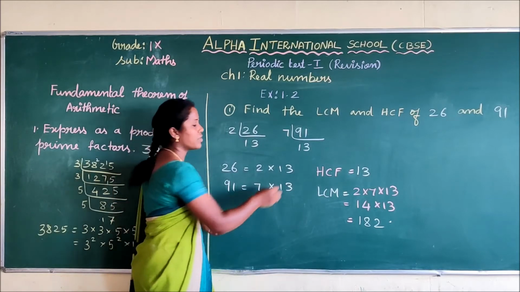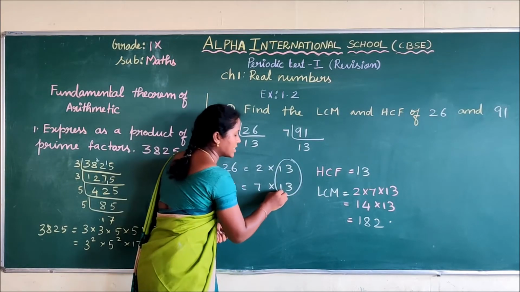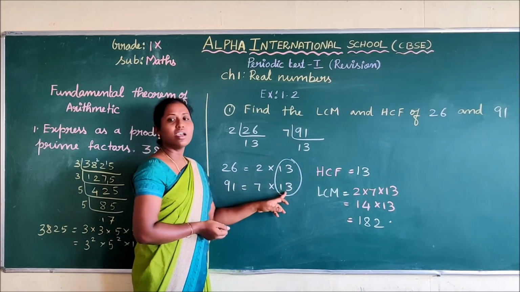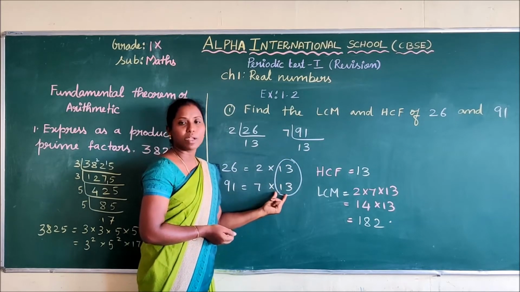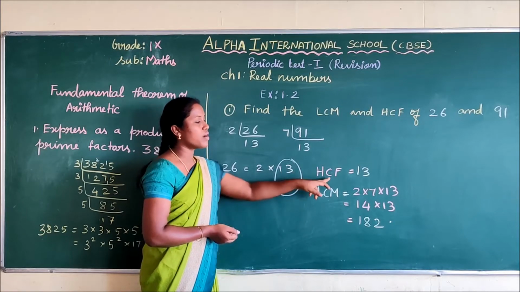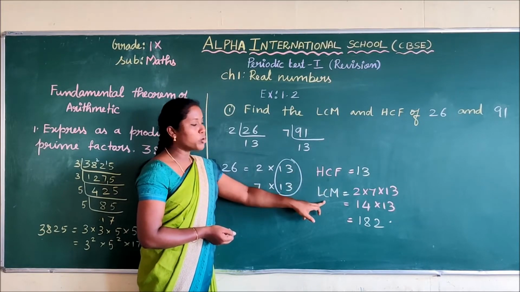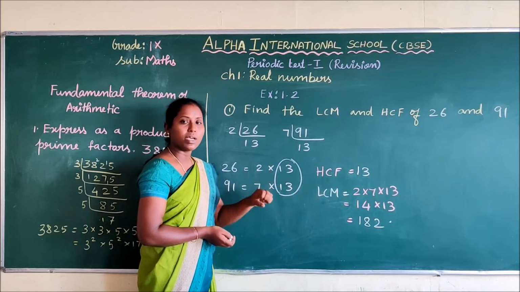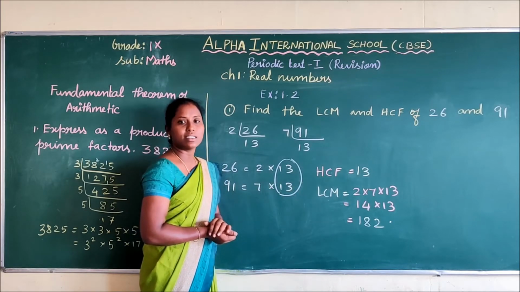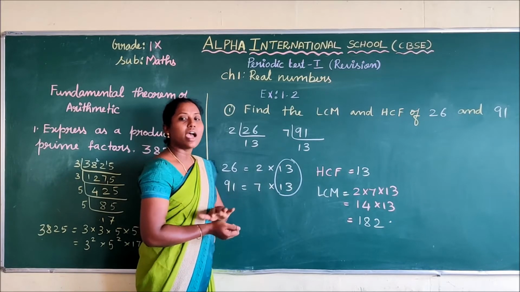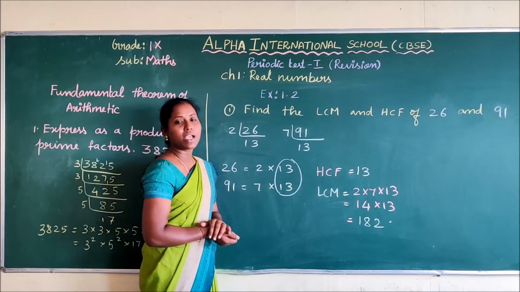So how to find the HCF? The common prime factor is the HCF of the given two numbers. Okay, you should take only the common prime factor. That is the HCF of the given two numbers. And what about the LCM? Okay, the common numbers and also the uncommon numbers you should multiply and give as the LCM.